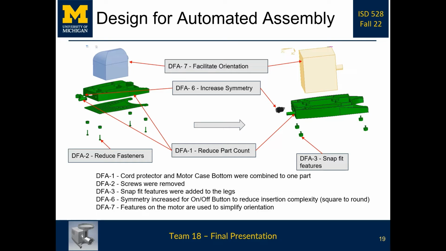DFA 6, increased symmetry, was accomplished by replacing our rectangular on-off toggle switch with our simplified circular power button. In DFA 7, facilitate orientation was applied to our motor, which allows the motor to be assembled 180 degrees and still function properly.